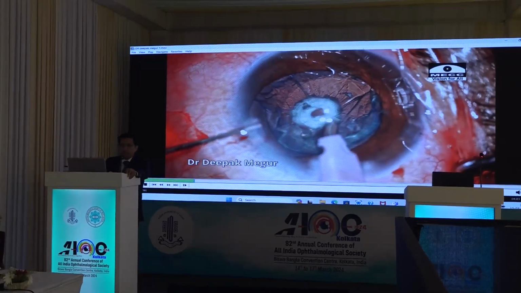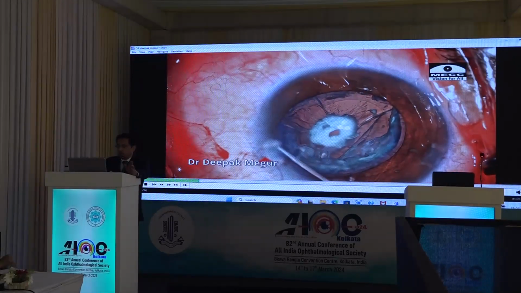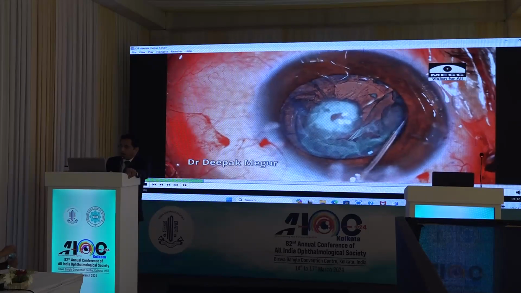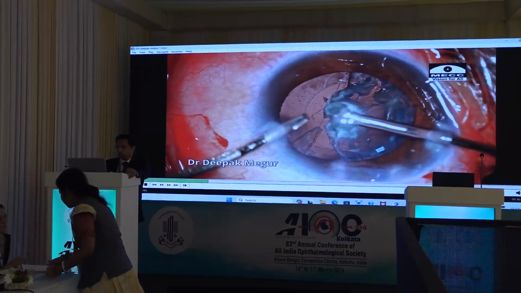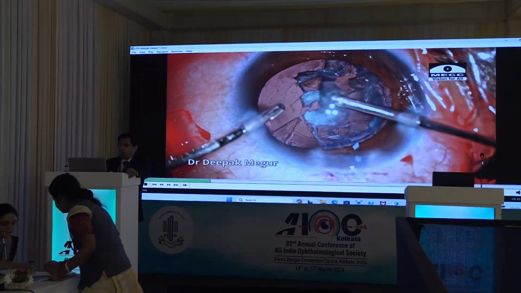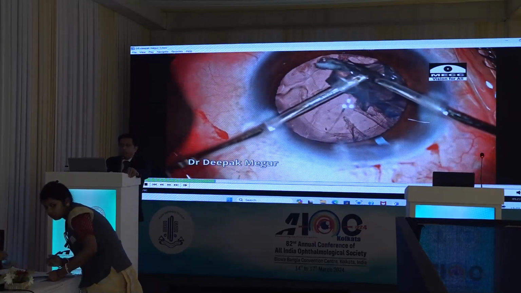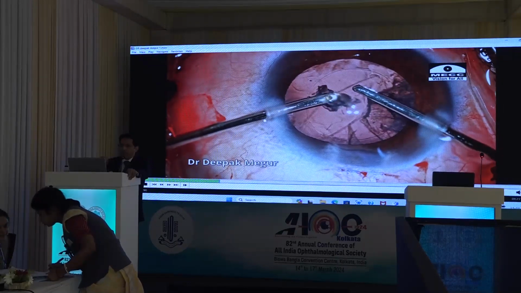And at every stage we are all taught that we need to maintain the chamber, and the best way to do it is to use any viscoelastic, dispersive OVD is the best. And I am trying to visco-dissect using the dispersive OVD itself, and as carefully as possible you are trying to remove all the lens matter. The principle is never allow the chamber to shallow. The only secret is you need to go as slow as you can.